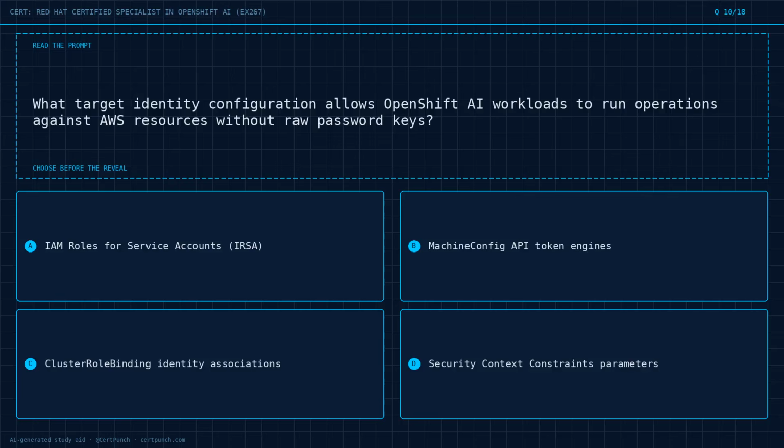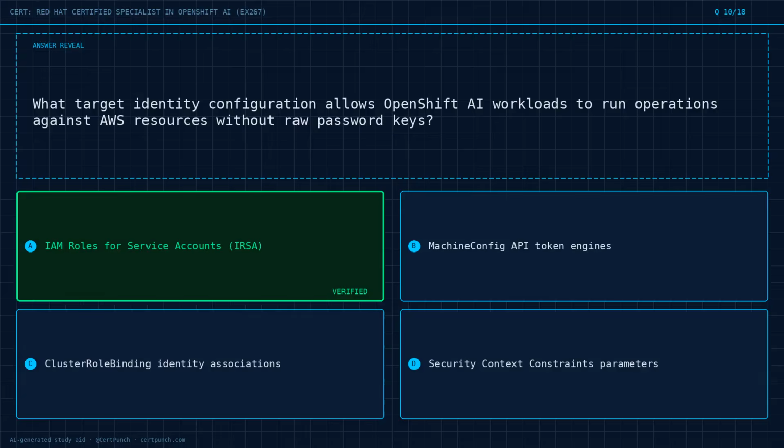Question 10 of 18. What target identity configuration allows OpenShift AI workloads to run operations against AWS resources without raw password keys? Option A. IAM roles for service accounts, IRSA. Option B. Machine config API token engines. Option C. Cluster role binding identity associations. Option D. Security context constraints parameters. Lock in your pick before the reveal.